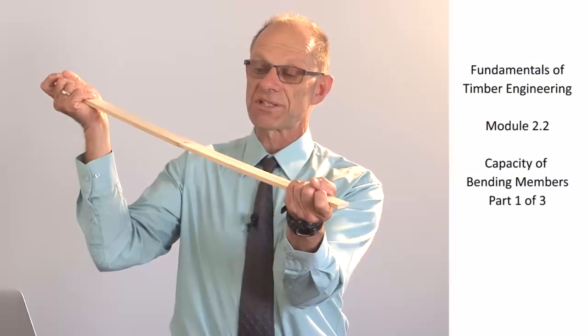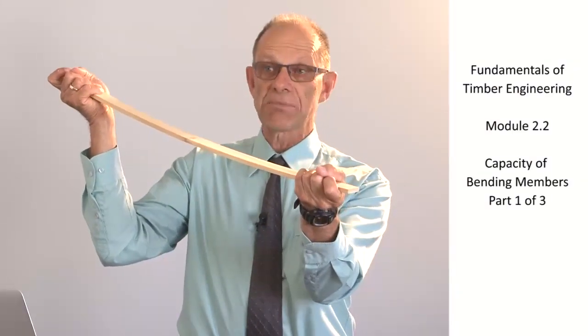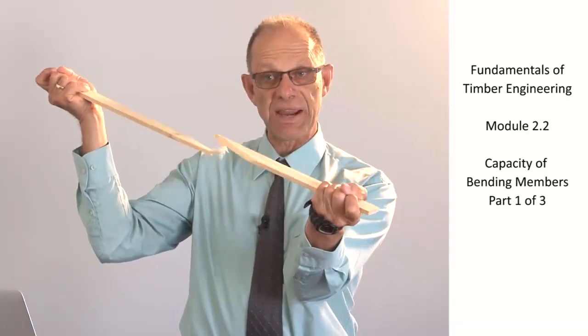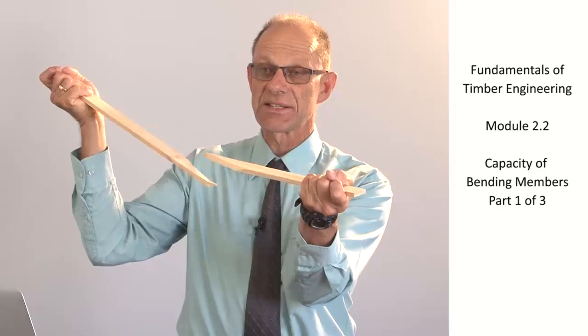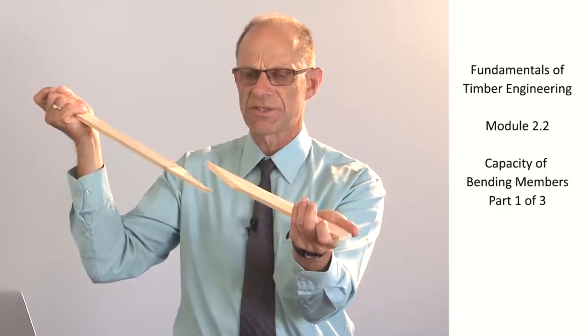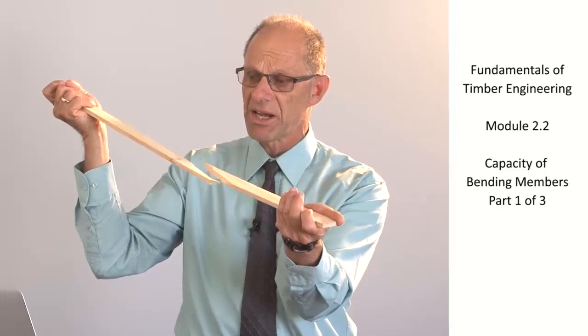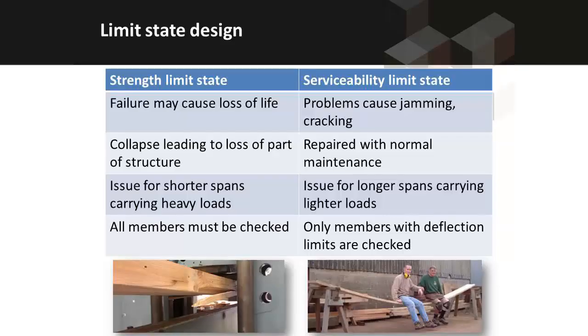However, the strength limit state is different. Under extreme loads, we want to be sure that the member doesn't break like that. So that has exceeded the strength limit state. The consequences of having a beam break like that could be fairly catastrophic. It could lead to injury of people or loss of life. So exceeding the strength limit state is something very serious. As a result of that, all members have to be checked for the strength limit state. And often we find that with bending members, if they're shorter members or carrying very high loads, that's when the strength limit state is going to be really important.